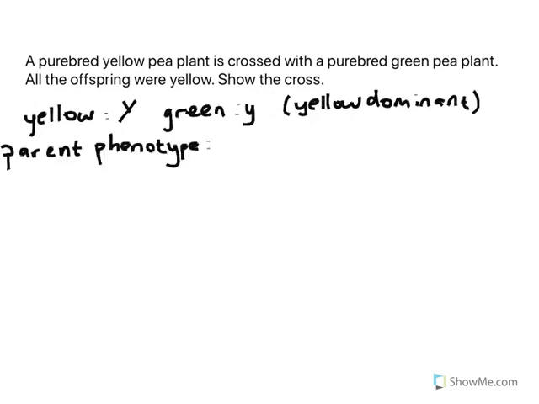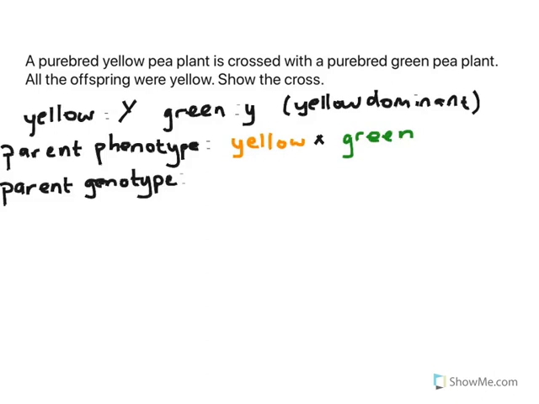The first thing we write down is the parent phenotype. We're told in the question that one parent is yellow and the other parent is green. Next we're going to write down the parent genotype. Again, we've been told that the yellow is homozygous or purebred, so it has two capital Y's, and the green has two lowercase y's. Next we write down what the gametes will be.